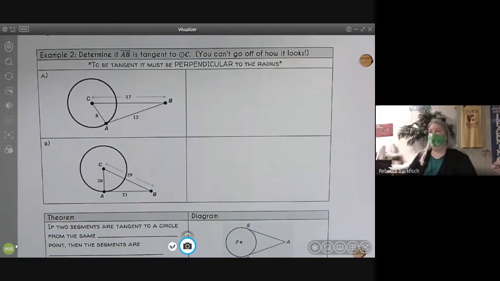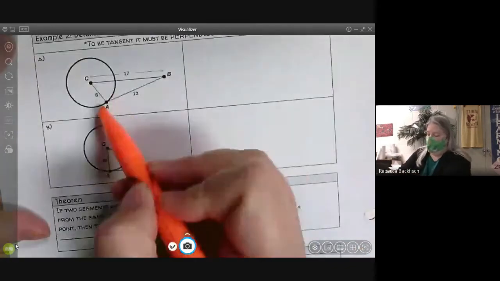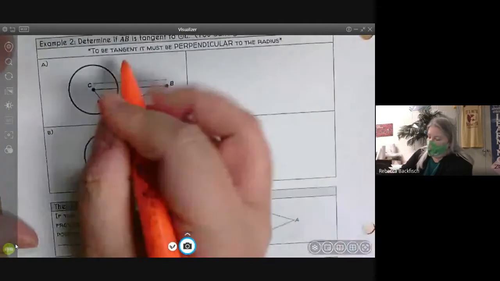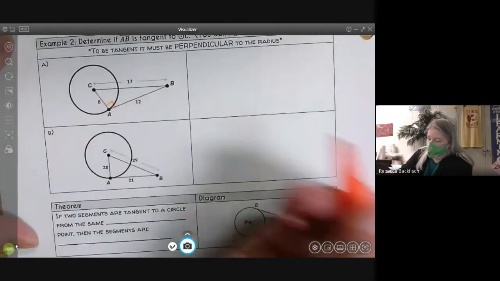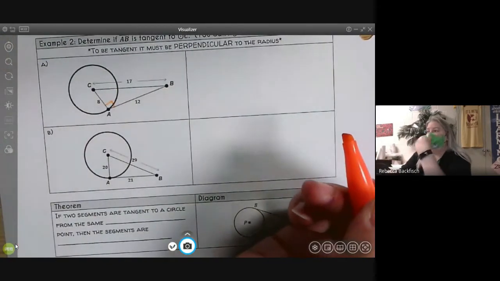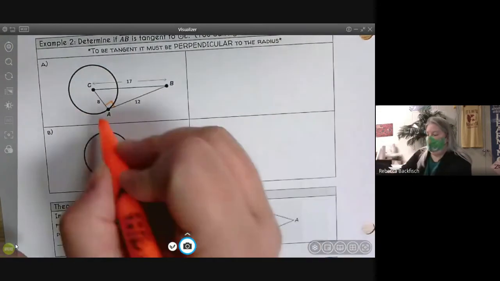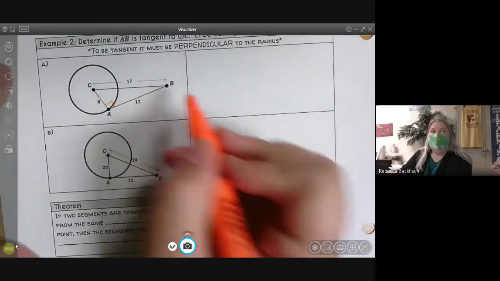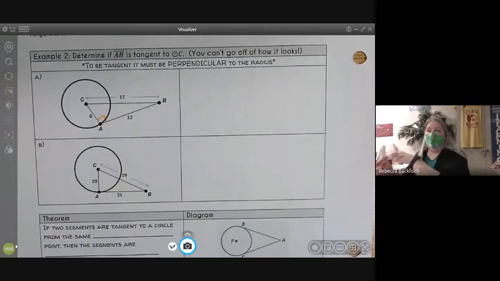We also use it when we know we have a tangent, but we need to find missing segment lengths and stuff. So basically, the idea here is if AB is a tangent, then this has to be a right angle. Right now, I don't know if it is or not. If this is a right angle, that means this whole triangle is a right triangle. What does that mean should apply then?